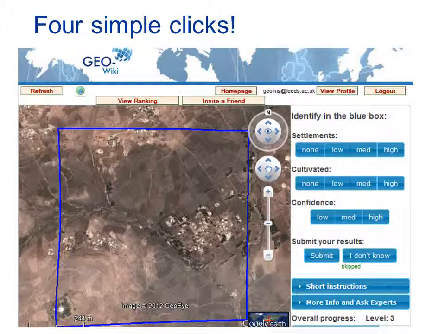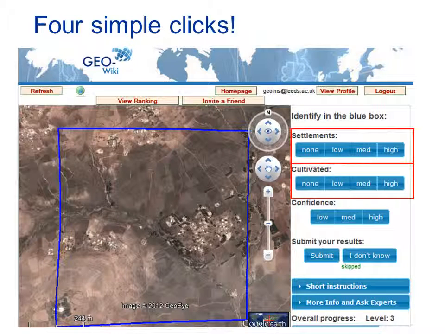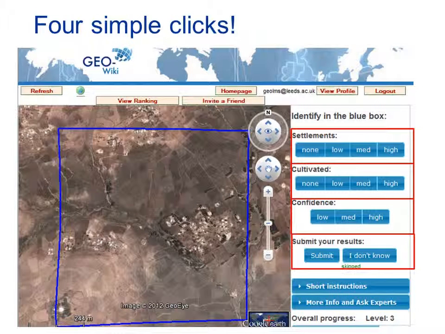Once you have logged in, it's 4 simple clicks. Look at the blue box and tell us the degree of settlements, the degree of cultivated area, the confidence in your answer, and then submit your results. Our goal is to collect as many samples as possible over the weekend.